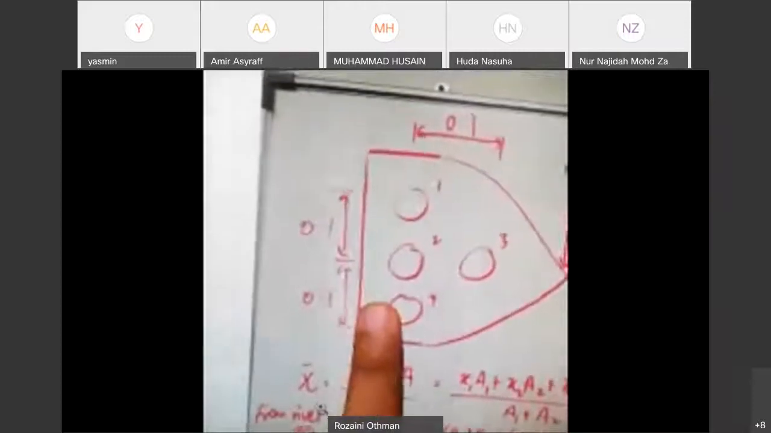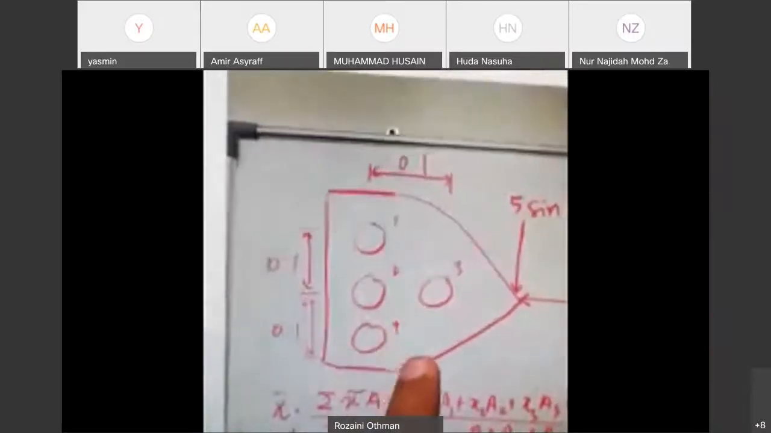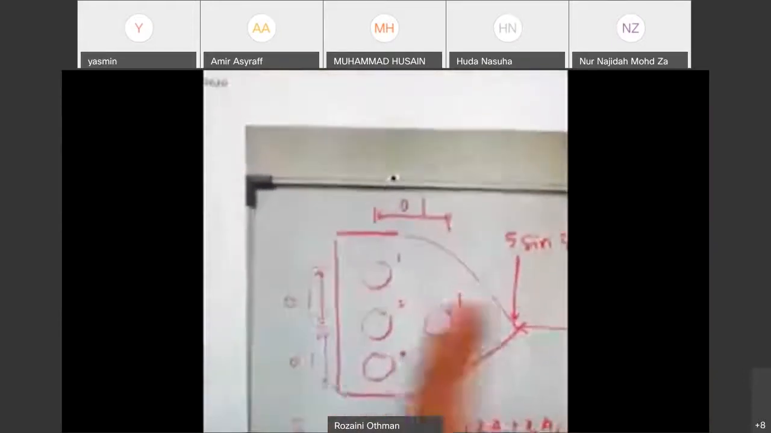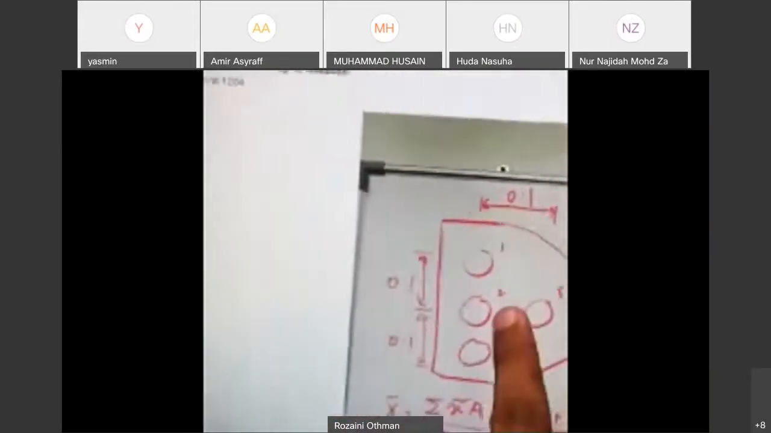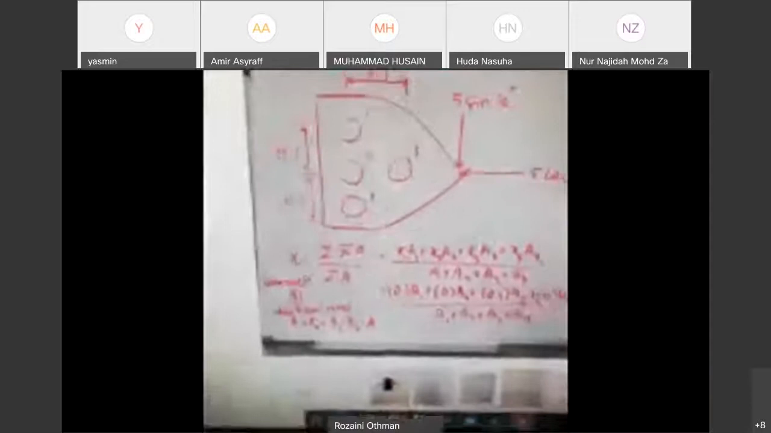So X bar is 0.025 meter from rivet number 4. Maknanya, kedudukan centroid, the centroid position from rivet number 4 is 0.025 to the right. So maknanya dekat lebih kurang macam ni lah. Dan lebih kurang macam ni. Okay, itu adalah in X.